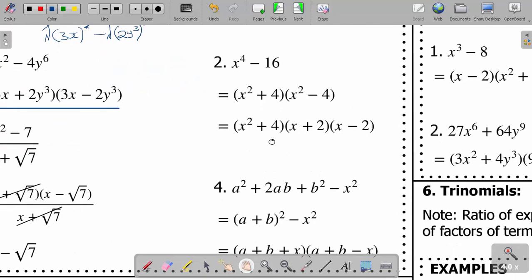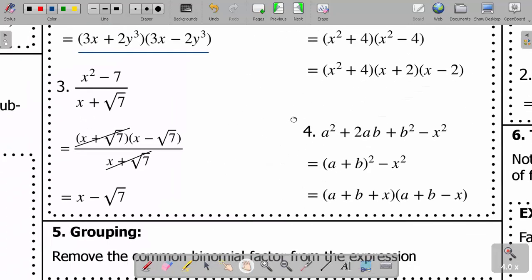Now if you check here, this is x power 4 minus 16, okay, but what do we know? We can write it as x squared, squared, then minus 4 squared, which is going to give us x squared plus 4 into x squared minus 4. But again, this x squared minus 4 can still continue because it's the same as 2 squared, to give us x plus 2 into x minus 2. That's why our answer is x squared plus 4 into x plus 2 then x minus 2. Hope we are together, okay.